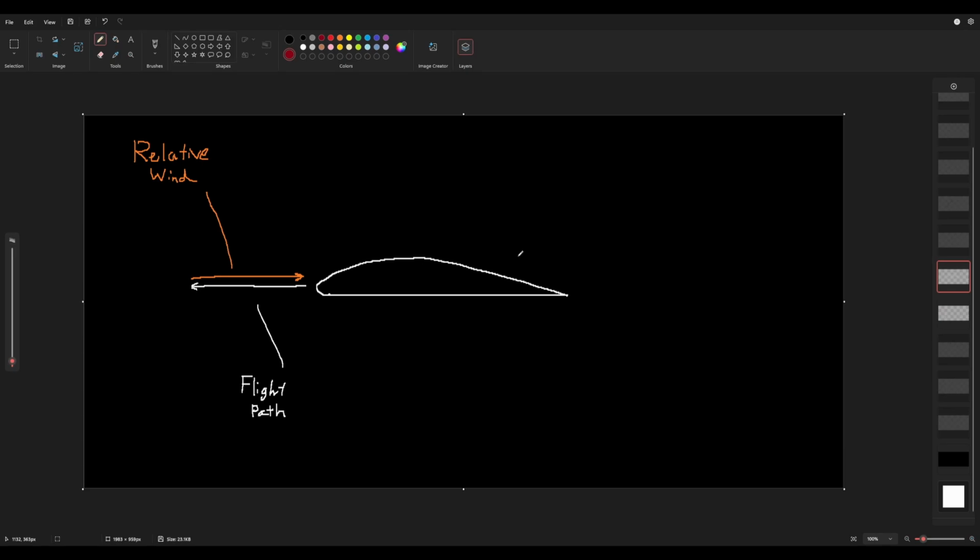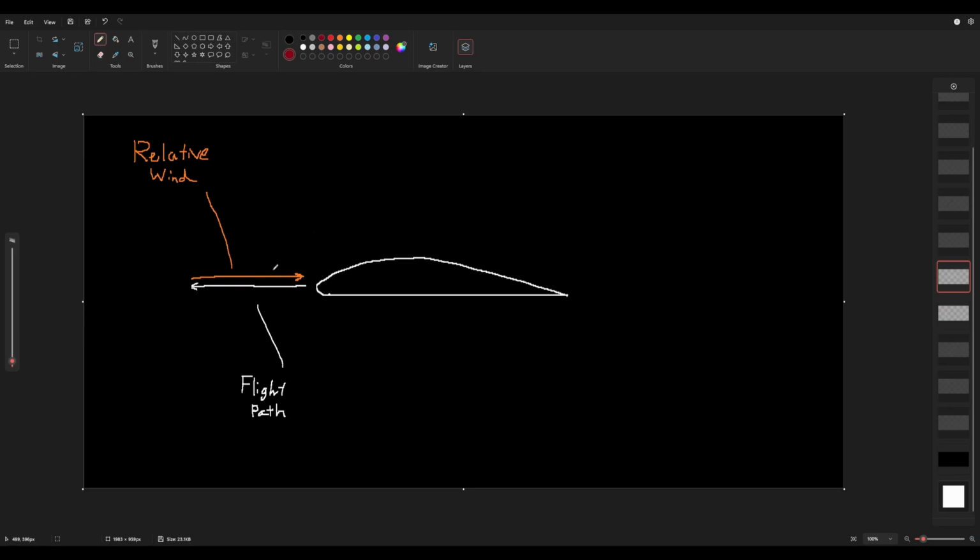So the direction of movement or flight path in our example here is going straight forward, as well as this airfoil is following that flight path. As a result, the relative wind is going to be the opposite and parallel to that flight path. So the relative wind, or the air that will be flowing towards the airfoil and over the airfoil, will follow this path here in the orange.